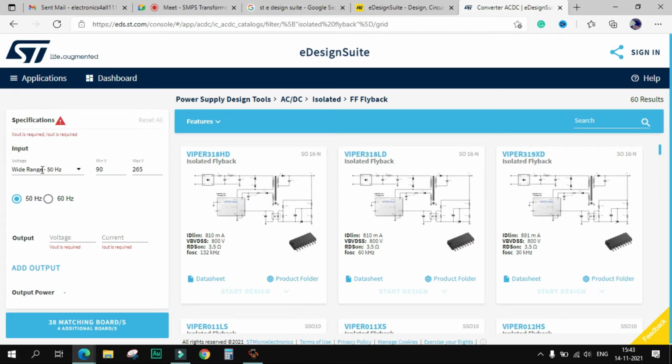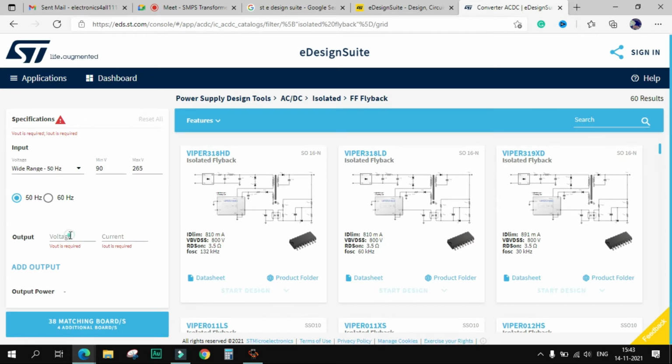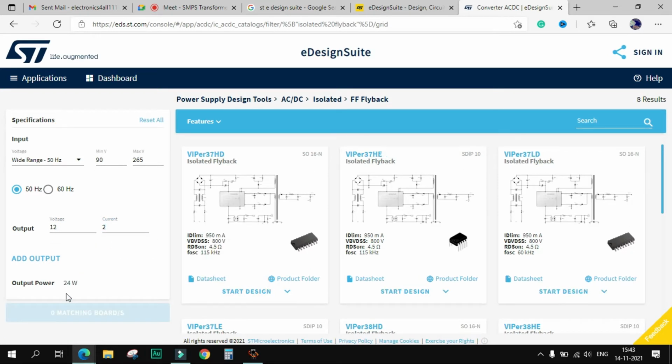So V out is required 50 minimum. Let us keep 90 volts only here as well, because anyway 85 volts on the AC line won't be practical. I don't believe that voltage will go that low. Output voltage will be 12 volt. Current will be again 2 ampere. So again 24 watts.